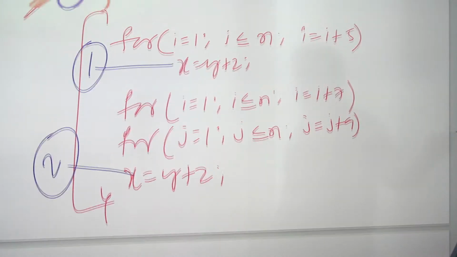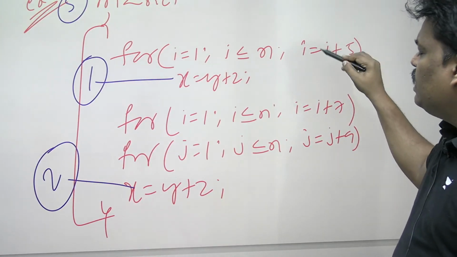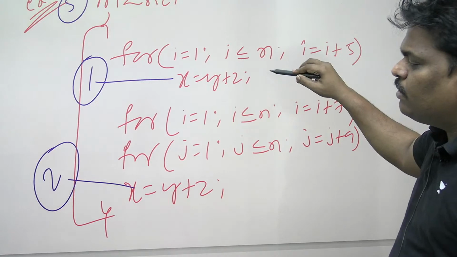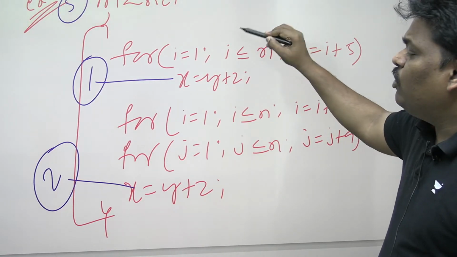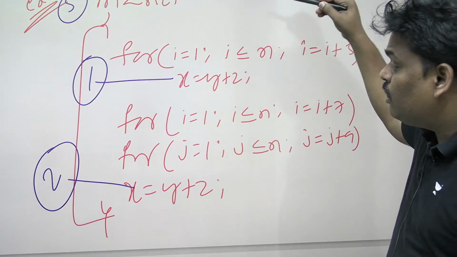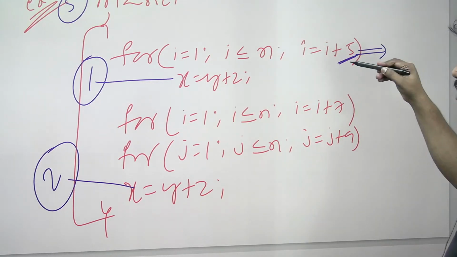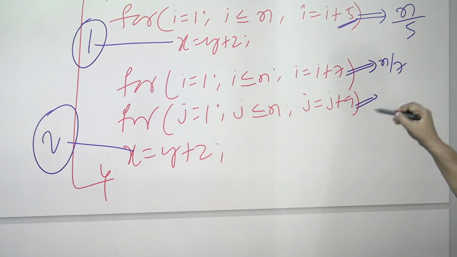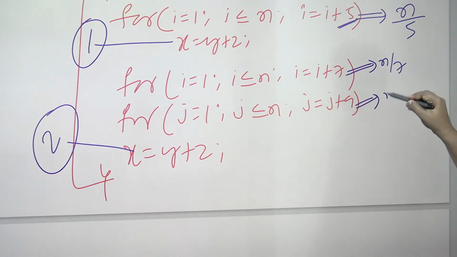So see the answer. How many times will the first statement execute? Everyone listen. If i is always incrementing by 1, it will execute n times: i value 1, i value 2, i value 3. If i increments by 5, it is n by 5 times; by 7, n by 7 times; by 20, n by 20 times. So this loop always increments by 9, n by 9.